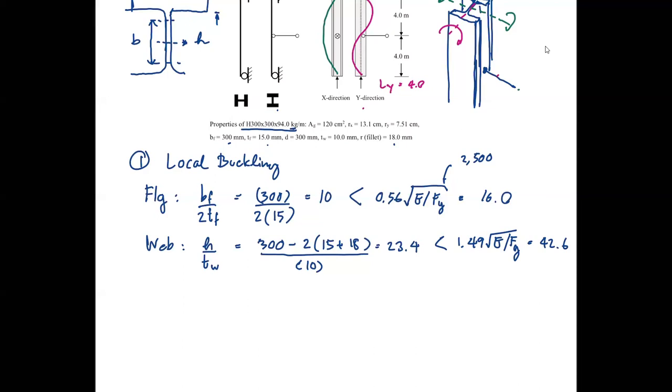Okay, because both the flange and web slenderness ratios are less than the limiting value, we say, okay, therefore it's a compact section. So we get the big okay. What does it mean? When you check the local buckling and it's all good, it means that neither the flange nor the web will buckle before your member loses stability.